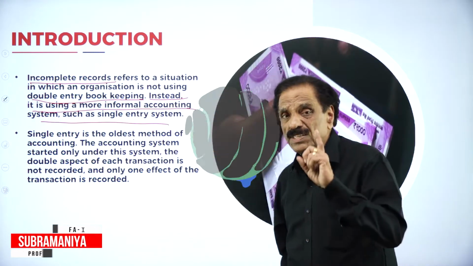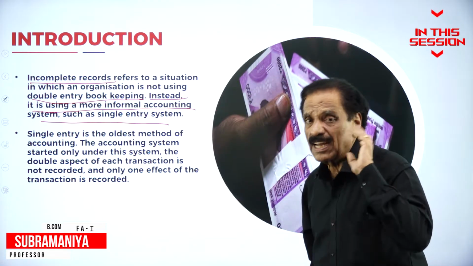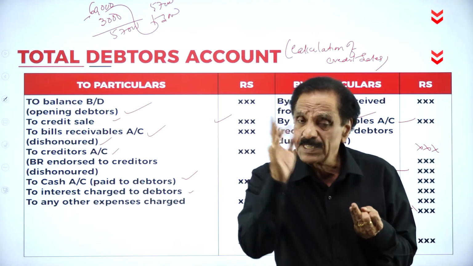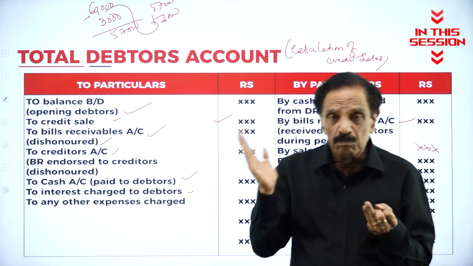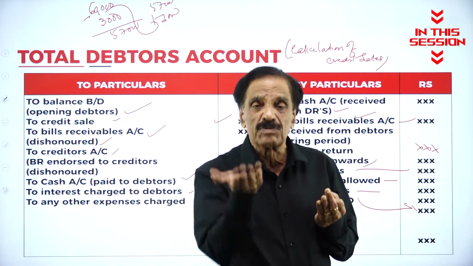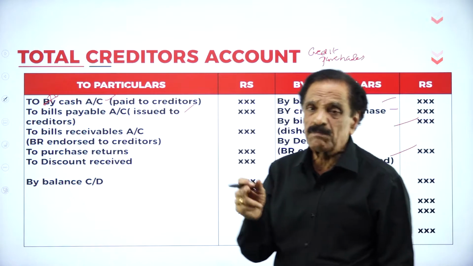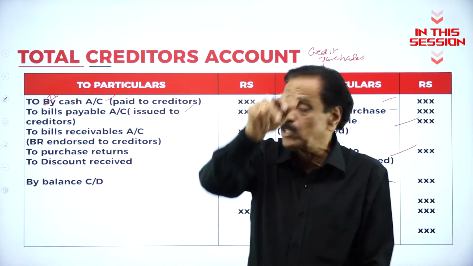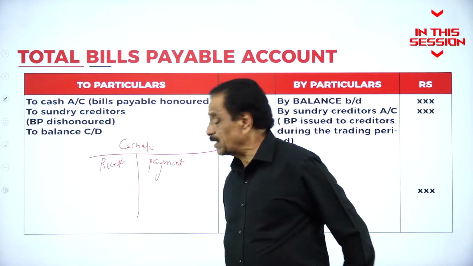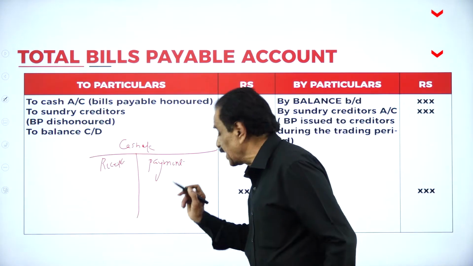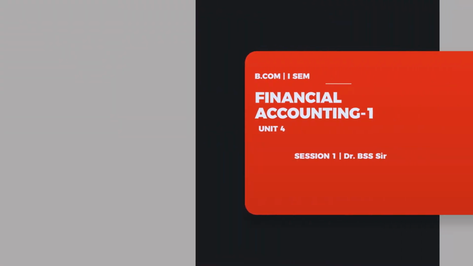So we have only one-sided entry, which is called single entry. Now we are going to convert it to a double entry system. To credit sales, the sales account will be raised. To the bills receivable, the debtor account will be raised. We have to pay the money, issue the bill. For you, it's a bills payable. For me, it's a bills receivable. If the difference comes on the debit side, it is called bank overdraft. If the difference comes on the credit side, it is called cash at bank.